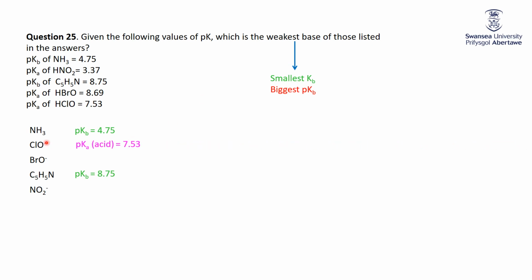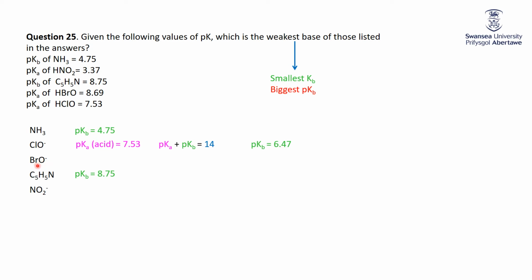ClO minus comes from HClO, and the pKa of HClO, its conjugate acid, is 7.53. Well, pKa plus pKb equals pKw. In other words, pKa plus pKb is 14. So if the pKa of HClO is 7.53, the pKb is 14 minus that, which is 6.47.